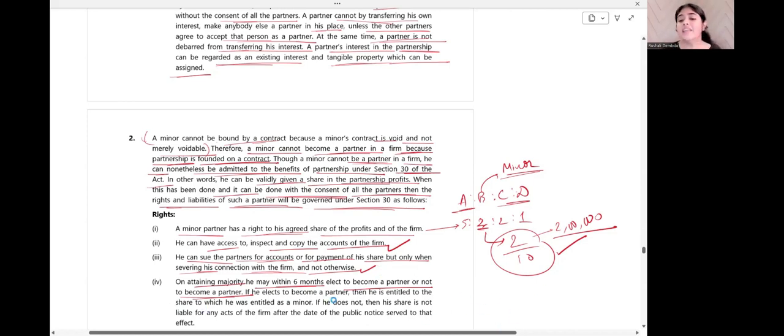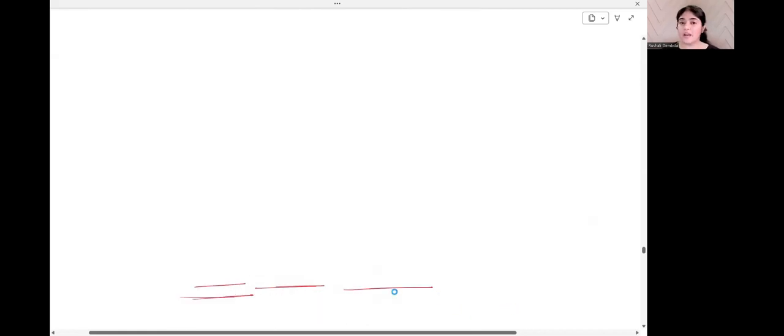If he does not, then his share is not liable for any acts of the firm after the date of public notice served to that effect. So if he says, no, I don't want to continue as a partner of this firm, whatever liability or profits there will be, those will not be shared by this minor partner.